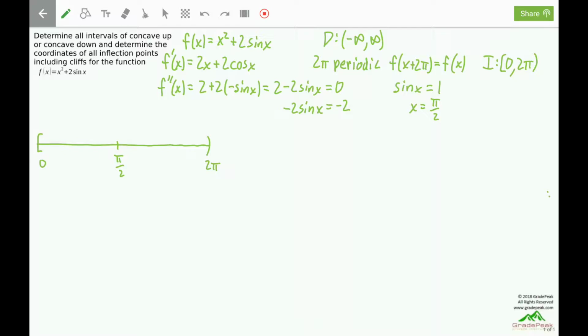The first interval is 0 to pi over 2, which is the first quadrant. We can pick pi over 4 in the first quadrant of the unit circle. The next interval is pi over 2 all the way to 2 pi, which encompasses the second, third, and fourth quadrants. We can pick pi within there. We can now test the concavity in each of these intervals by plugging the test value into the second derivative. We don't care about the value of the second derivative, just whether it is positive or negative.